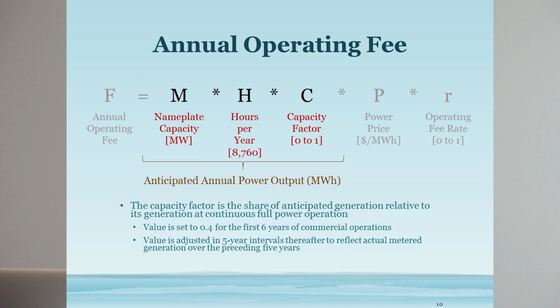Incorporating the next term, capacity factor, we know that the wind isn't going to be blowing 100% of the time. It's an intermittent resource, and for a few other reasons, there's a reason to adjust those first 2 terms by capacity factor. And with that adjustment, we get the anticipated annual power output of a project. In the proposed sale notice, we've identified this capacity factor as 0.4 for the first 6 years of commercial operations. And this particular capacity factor can be adjusted over time as electrical generation data comes in.